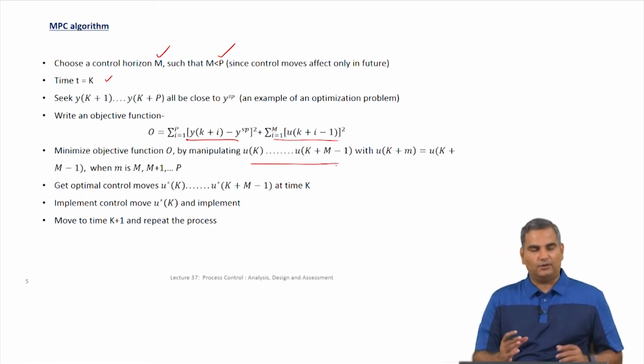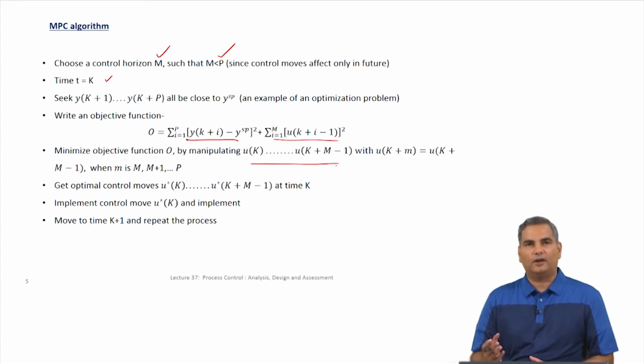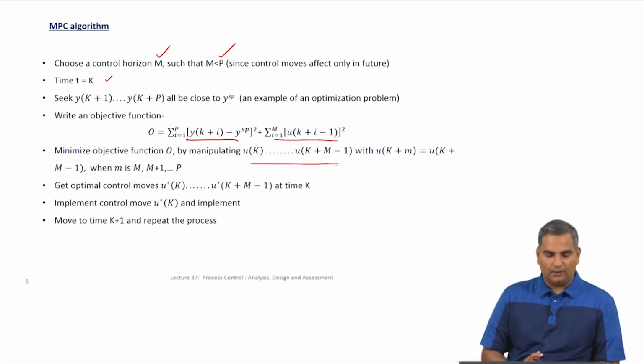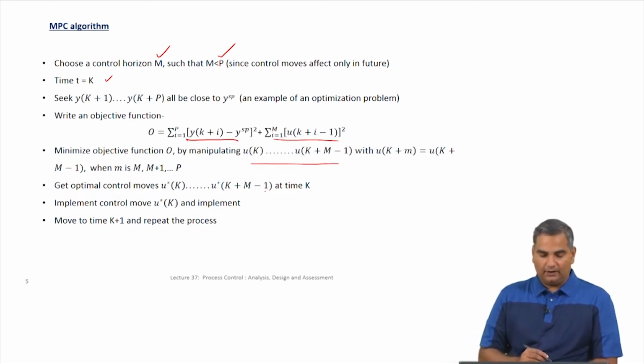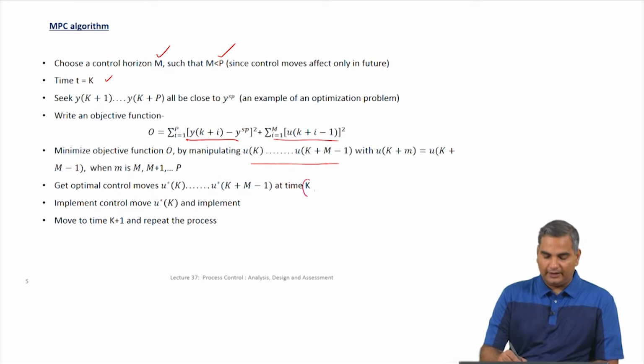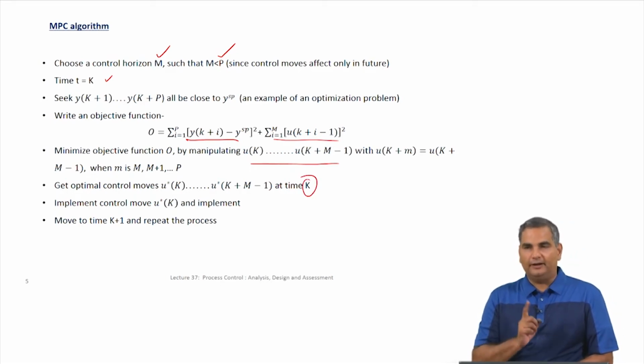So, we are talking about a formulation here, and the actual solution is really sent to an optimization solver, which will solve for this, and then it will give you the optimal control moves u star k up to u star k plus m minus 1. Notice that all of these control moves you are going to get at time t equal to k. So, at time t equal to k, you really need only one decision to be made, right, which is that I have to implement a control move here.